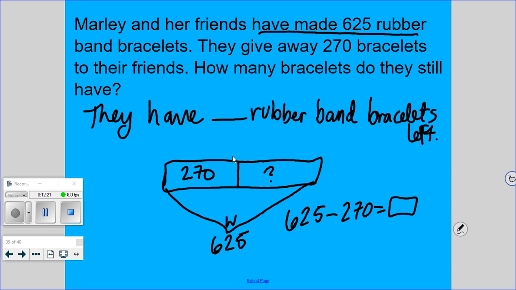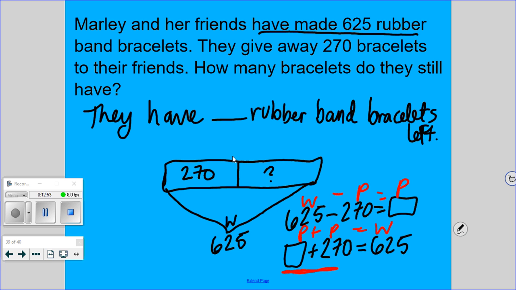Bonus points. Give me another equation. Grant? Plus 270 equals 625. Awesome. So we have whole minus part equals part, and then I have part plus part equals whole. Could I rearrange these two? Yes. Could I say 270 plus box equals 625? Yes. Choose a strategy, solve it. When you have it, give me a secret thumb and I'll come around and check.